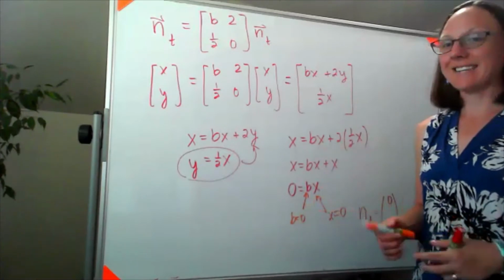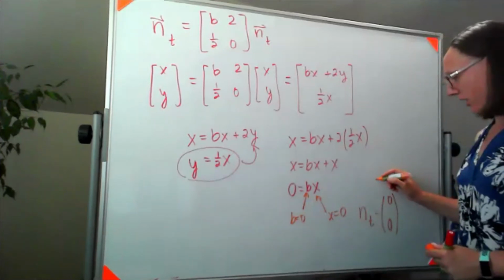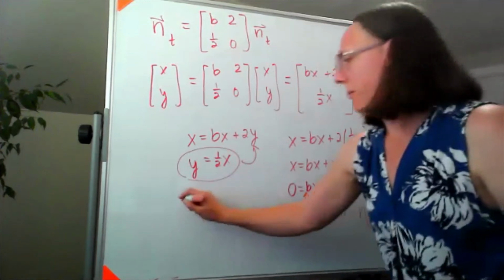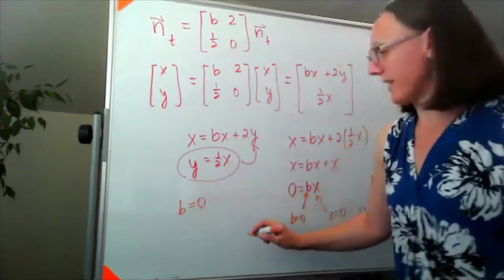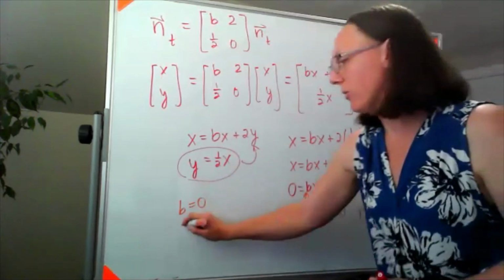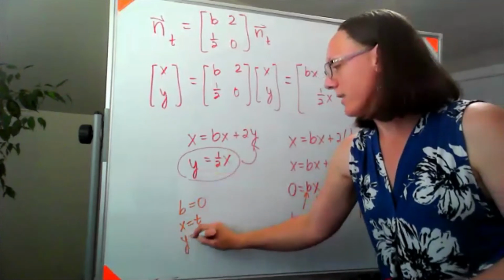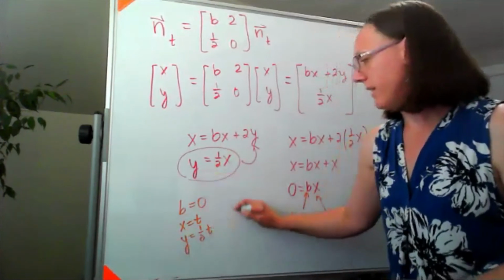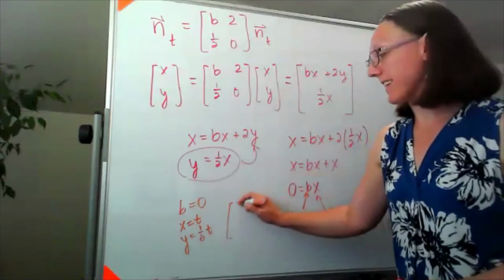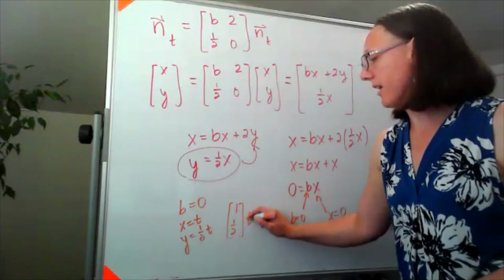In other words, x is a free variable. So this is our solution if b is not equal to 0. But if b is equal to 0, then x is free to take on any value, or x is equal to t, and that's going to mean y is equal to 1/2 t. So when b is equal to 0, my n sub t vector is anything that looks like 1, 1/2 times t.